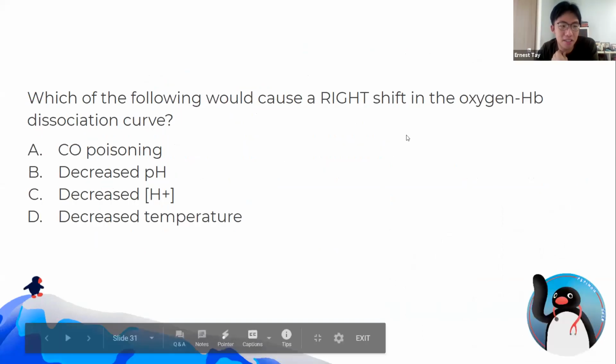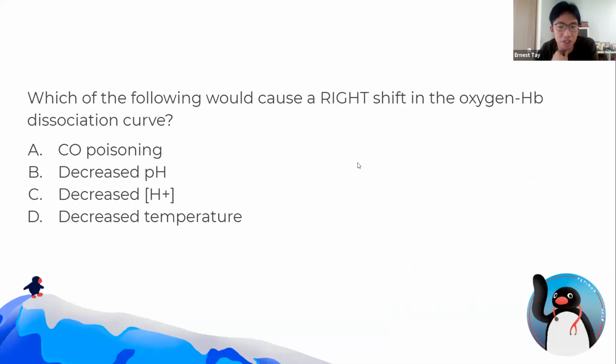Okay, next. Which of the following will cause a right shift in the O2HB dissociation curve? I'll give you a minute.